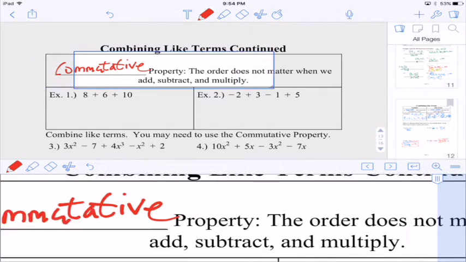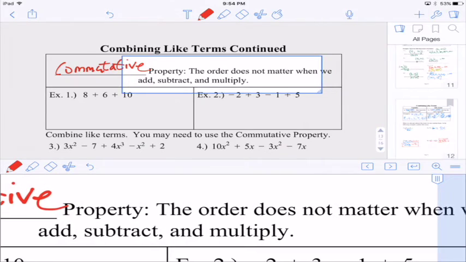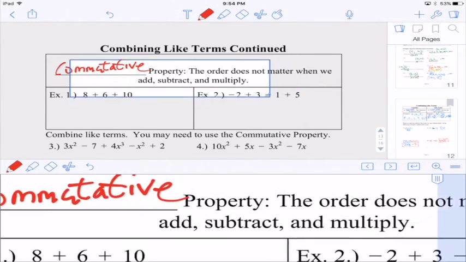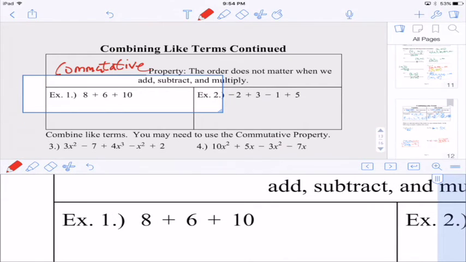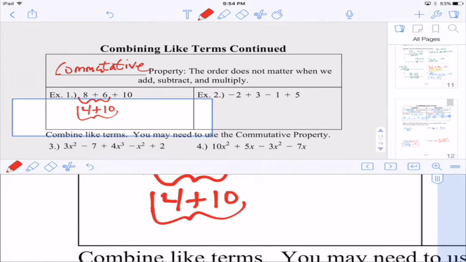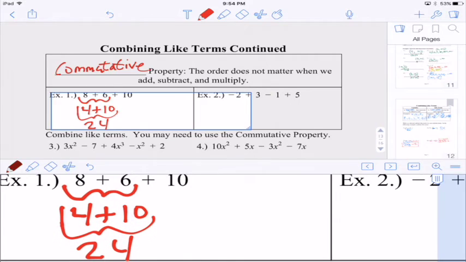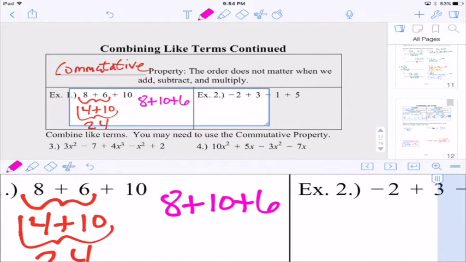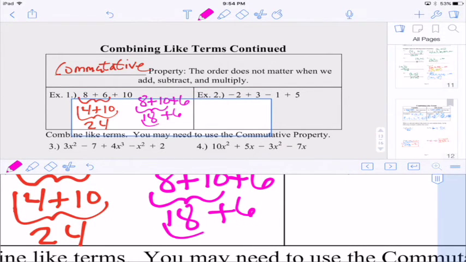All right, this means that the order does not matter when you add, subtract, and multiply, as long as the sign in front stays the same. So what we mean by the commutative property: if we did 8 plus 6 first and got 14, plus 10, which gives us 24, we could also say 8 plus 10 plus 6. See how it's a different order? It's fine. 8 plus 10 is 18, plus 6 is 24. Notice how it's the same?